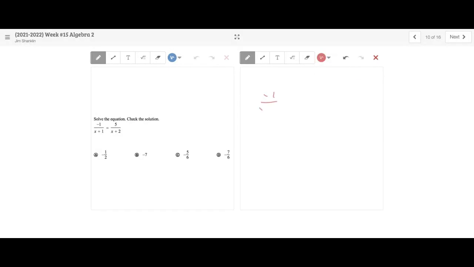So I've got negative 1 over x plus 1 is equal to 5 over x plus 2. So I'm going to multiply everything by x plus 1, x plus 2. So here the x plus 1's cross off, so I'm left with negative 1, x plus 2 is equal to 5, and then the x plus 2's are going to cross off, x plus 1. Multiply through, negative x plus negative 2 is equal to 5x plus 5. Yeah, it's the first time we had a problem that's not a quadratic.